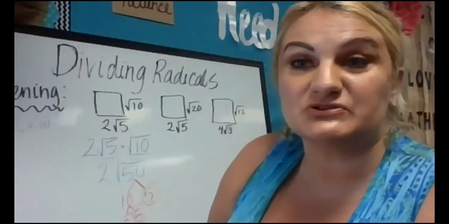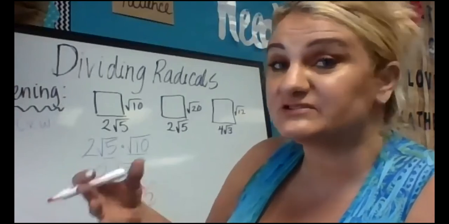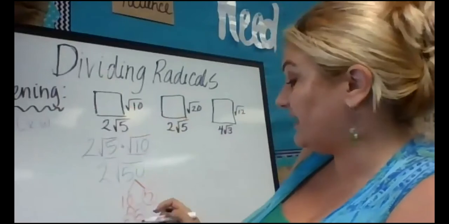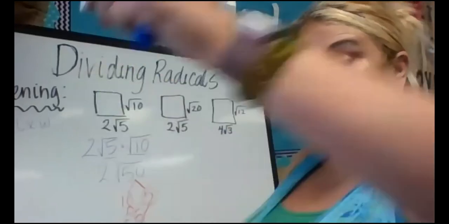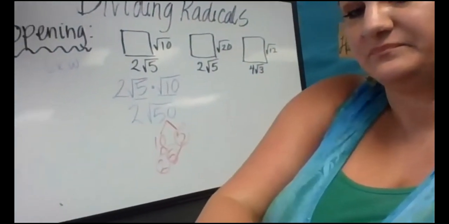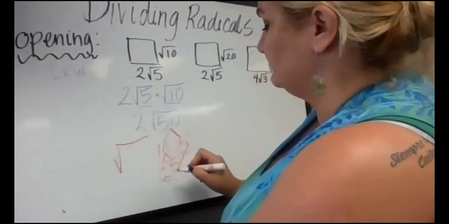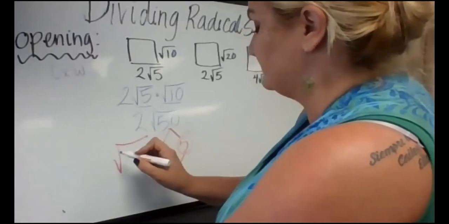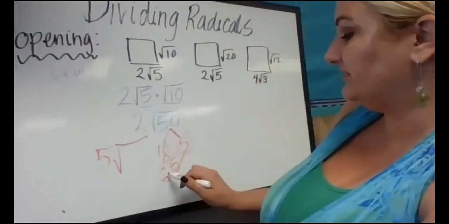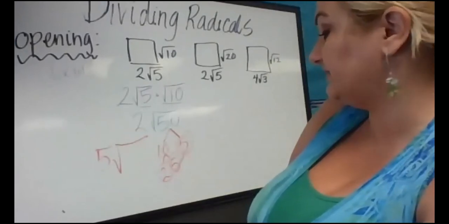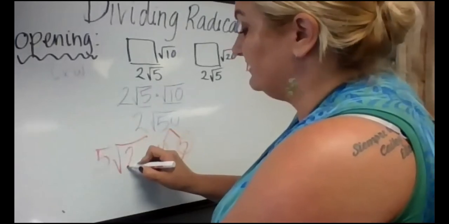Our next step is to look for what? Pairs. Remember I told you that every pair is basically going on a date. My 5s get to go on a date. So they leave the square root house, or the radical house, and they get to go out. And then I have a little date here that has nobody to match with. So it stays as a radicand, that's what it's called, inside the house.